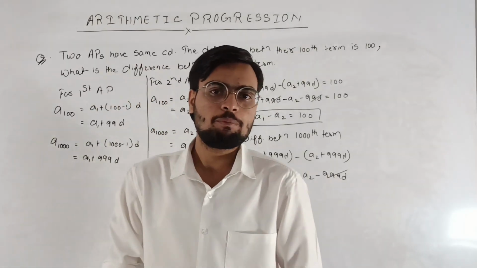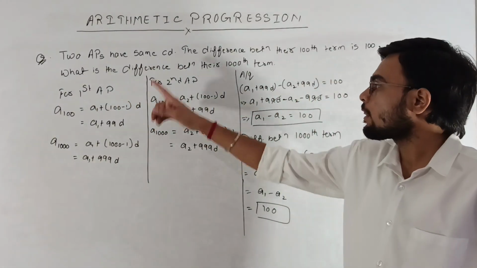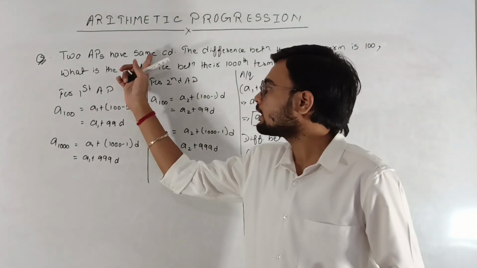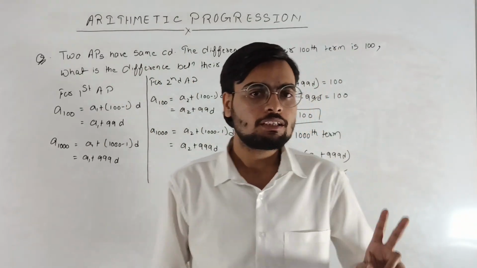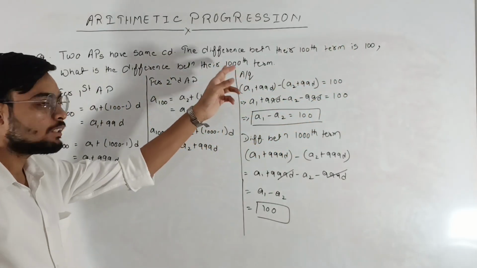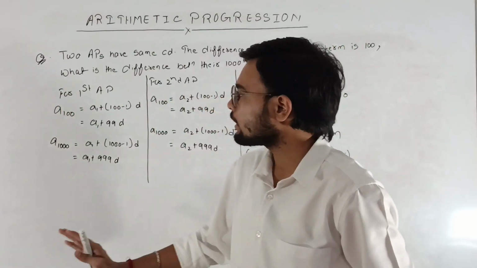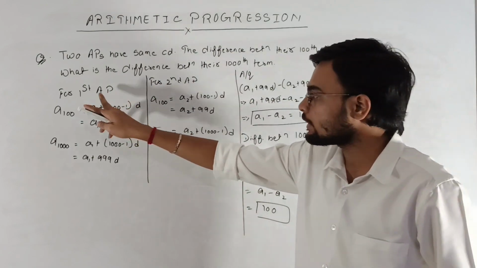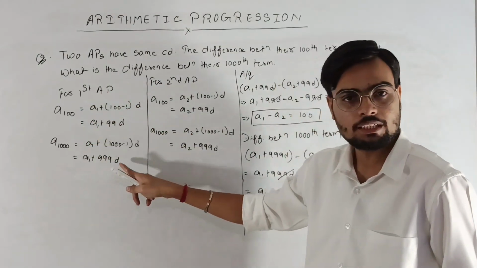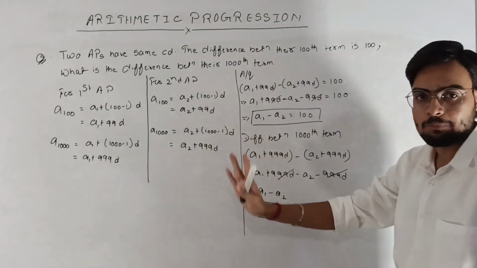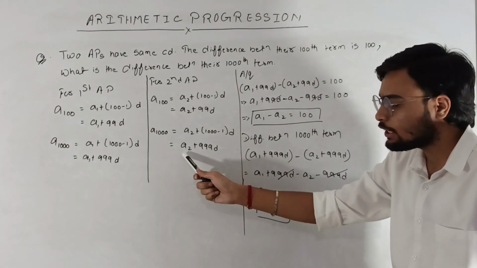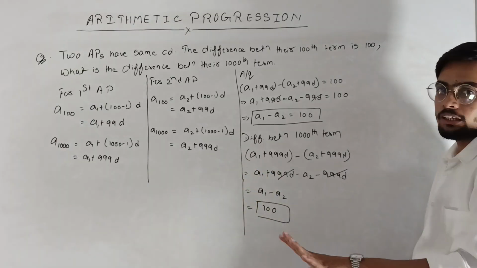What do we have? We have two APs, and the common difference of these APs is the same, and the difference between their 100th terms is given as 100. We have to find the difference between their 1000th terms. So what I do is, first I write for the first AP the 100th term, that is A1 plus 99D, and the 1000th term is A1 plus 999D. Again I write for the second AP the 100th term is A2 plus 99D, and the 1000th term is A2 plus 999D. Now read the question.